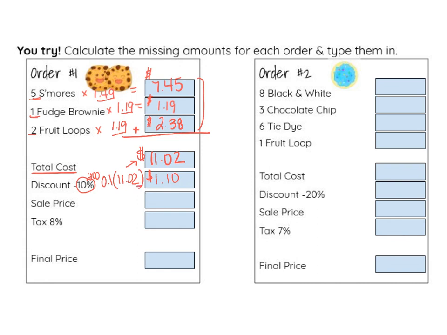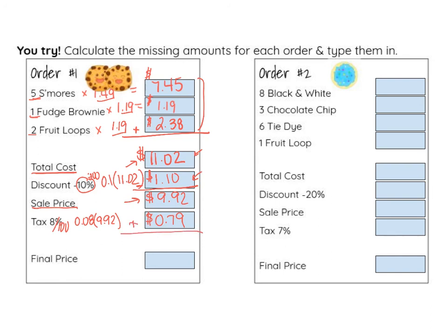From here, we subtract $11.02 minus $1.10 to get our sale price. You get $9.92. That is how much you'd pay without tax. We're going to now do tax. So 8 divided by 100, you get 0.08. We're now multiplying that by what we got here, $9.92. You should get 79 cents. So you're paying 79 cents in tax. Not paying 79 cents, you're paying 79 cents in tax.